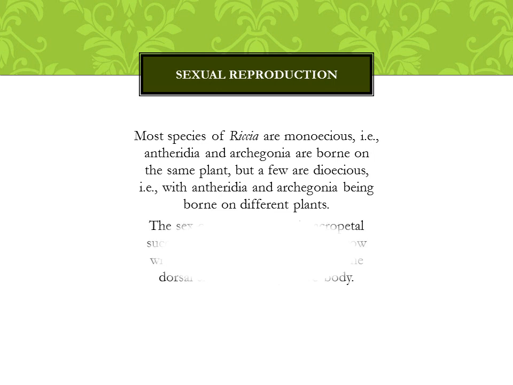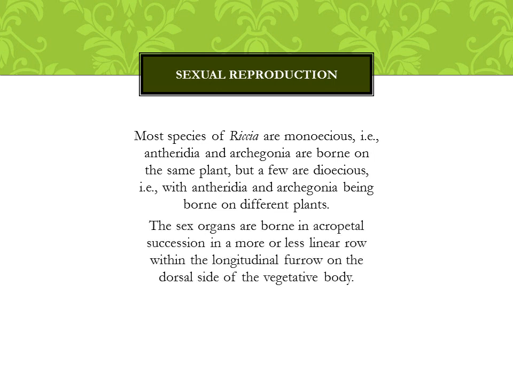So most of the Riccia plants are monoecious. That is, antheridia and archegonia both are borne on the same plant. But a few species are dioecious as well. That is, with antheridia and archegonia borne on two different plants of the same species. So mostly the Riccia are monoecious, meaning both the reproductive organs, antheridia and archegonia, develop on the same plant.